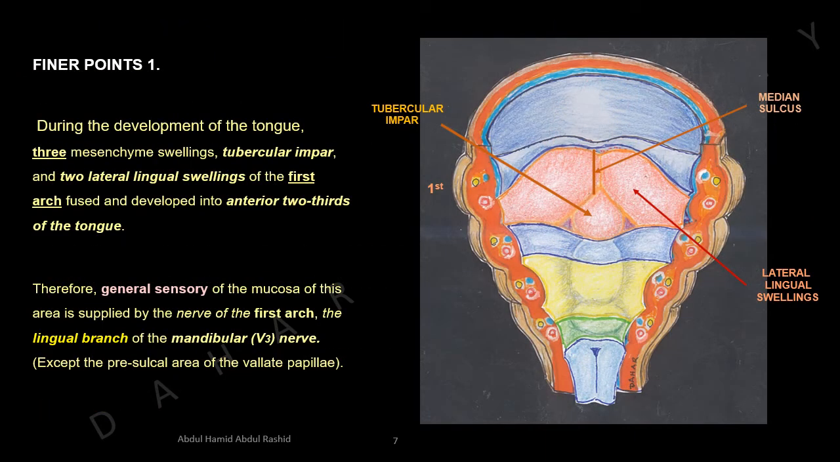Finer points, one. During the development of the tongue, three mesenchymal swellings, the tuberculum impar and two lateral swellings of the first arch, fuse and develop the anterior two-thirds of the tongue. Therefore, general sensory of the mucosa of this area is supplied by the nerve of the first arch, the lingual branch of the mandibular nerve, except the pre-sulcal area of the vallate papillae.